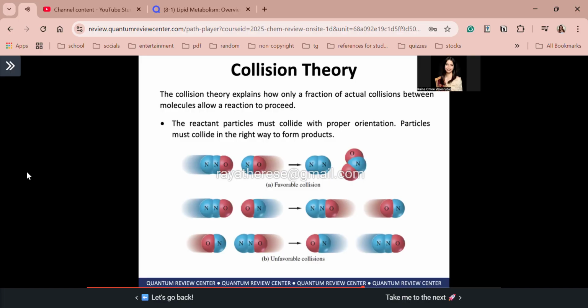So, unfavorable collisions, they will usually occur if, for example, again, wala kang enough energy, or the collisions are in a wrong angle or wrong orientation. For example, dito, you have unfavorable collisions here. Okay? Anong result ng unfavorable collisions?